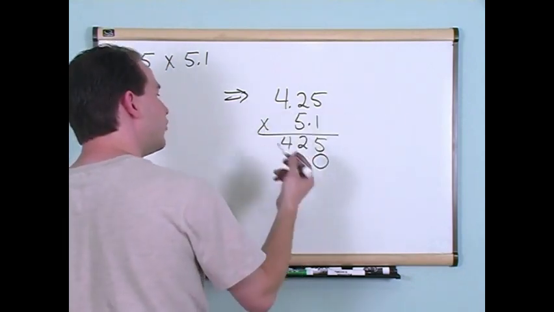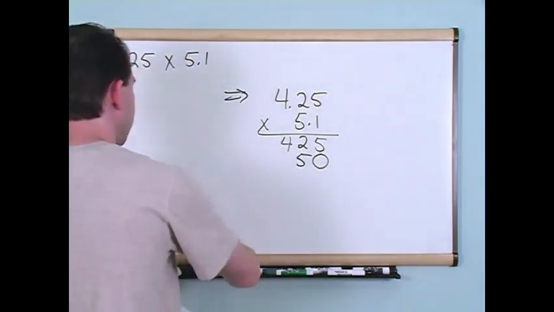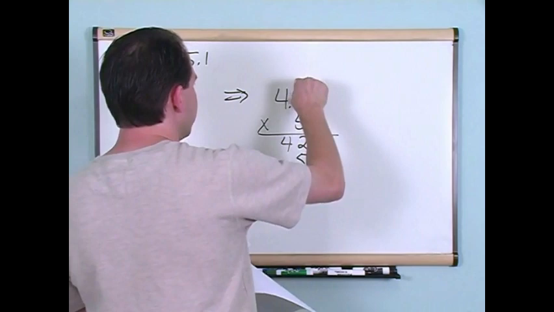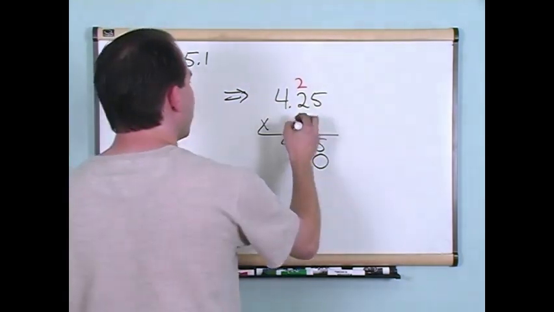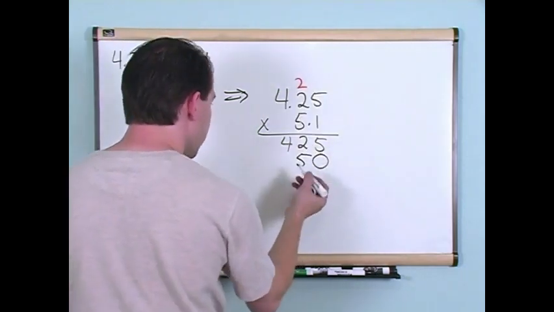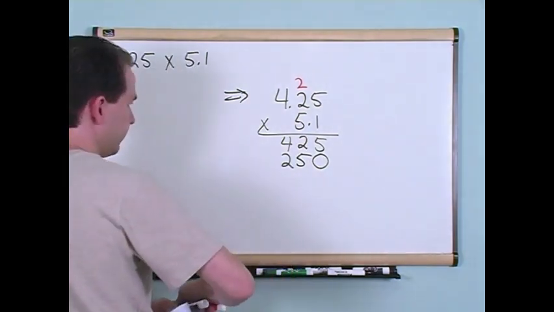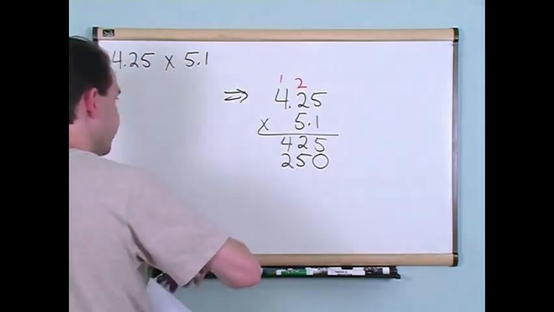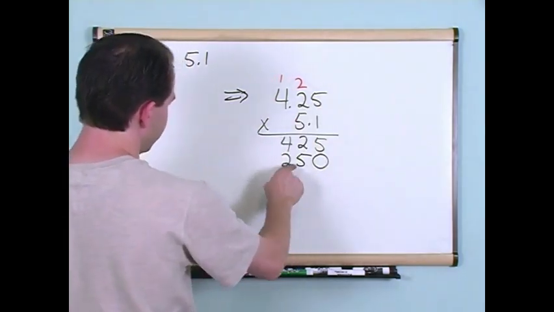5 times 5 is 25. So 25 is too big to write down, so I'm just going to put a 5, and I'm going to carry my 2 up to the top of the other column. Now, 5 times 2 is 10, but you're going to add 2 more, which is going to give you 12. So I'm going to put a 2 here and carry my 1 again up here, because 5 times 2 is 10 plus 2 is 12. So I put the 2 and I carry the 1.